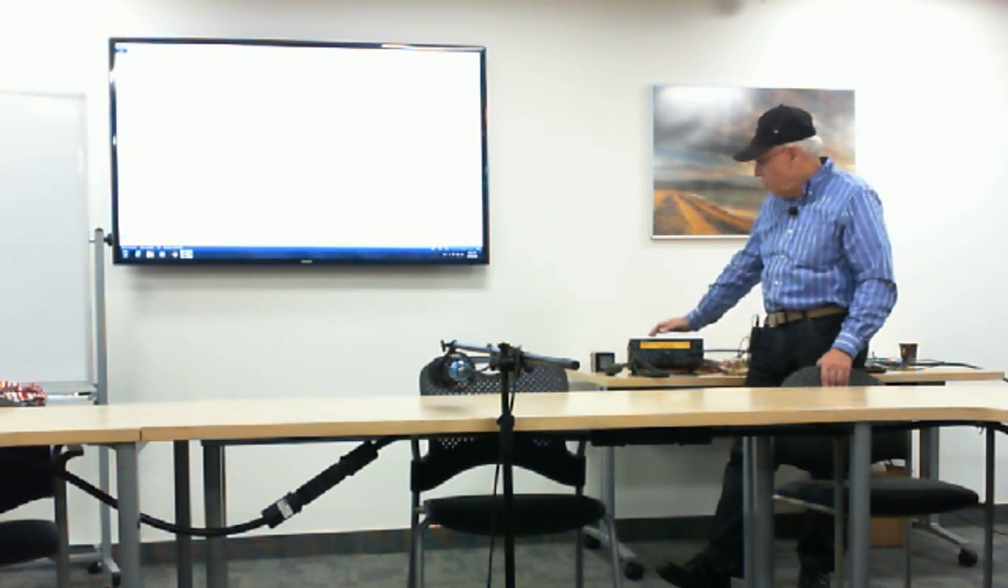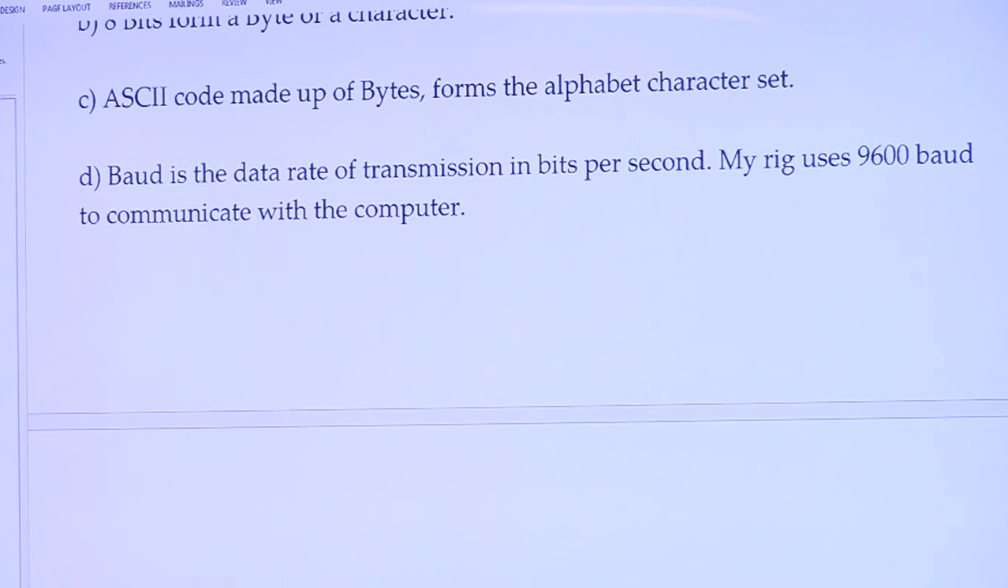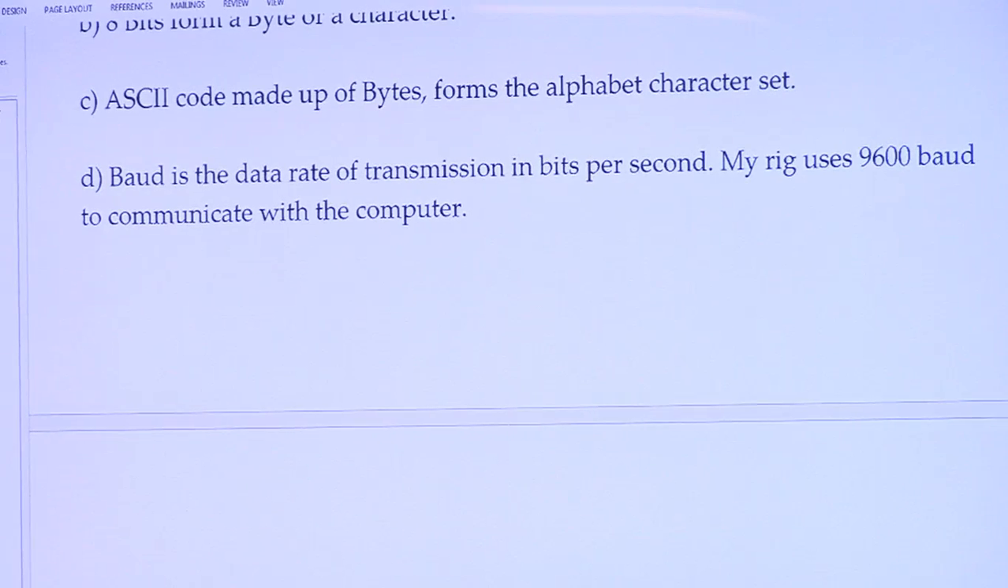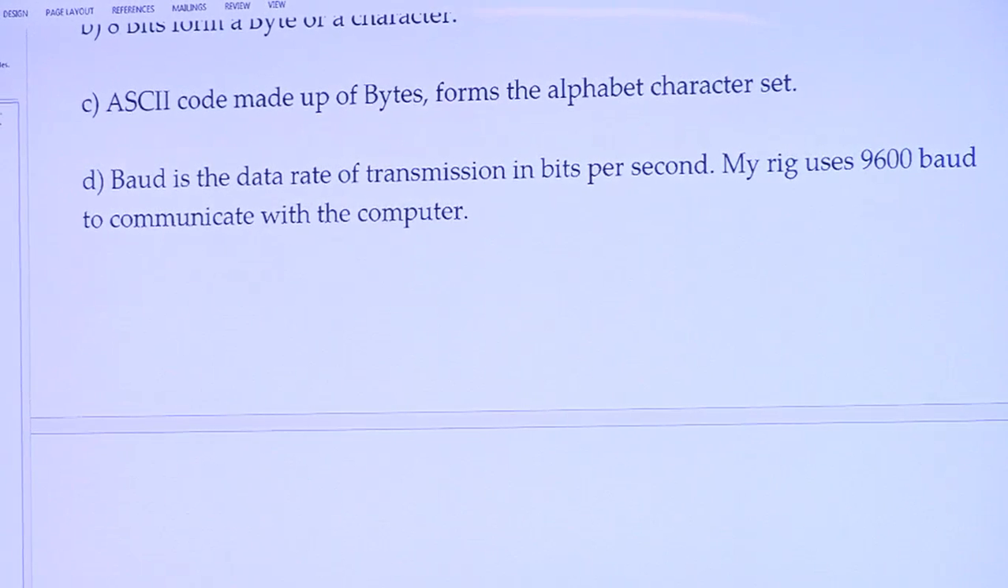And most people know this from computers. 8 bits form a byte, and then you have the ASCII, American Standard Code for Information Interchange. That's what makes up your alphabet. Baud, you need to know what that is. That's the rate of transmission in bits per second. This rig is set up for 9,600 baud. So those are standard computer terms that most people already know.